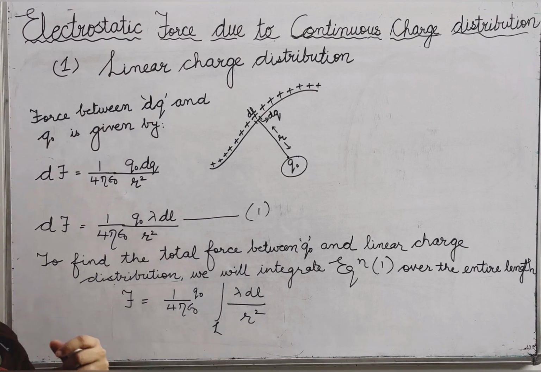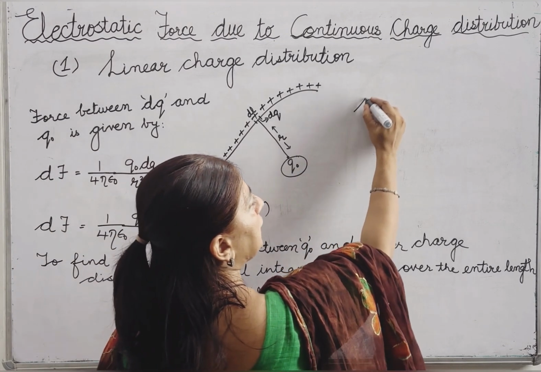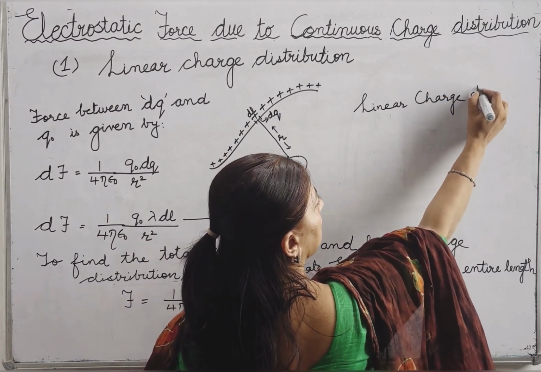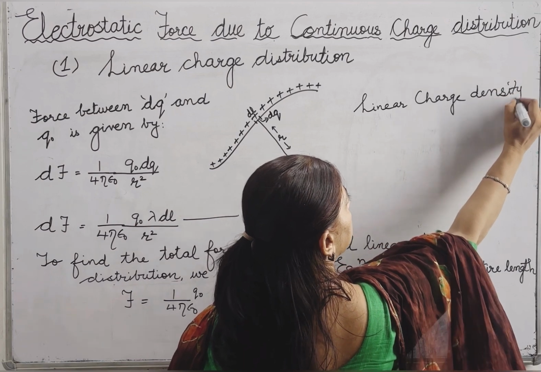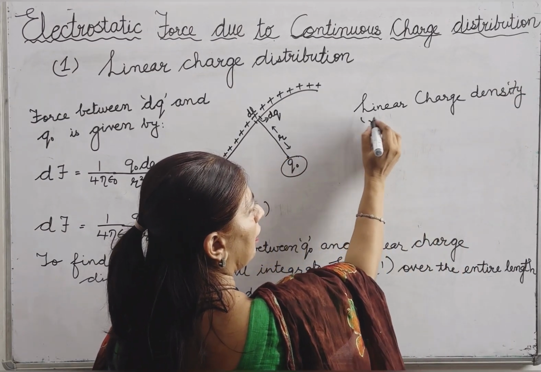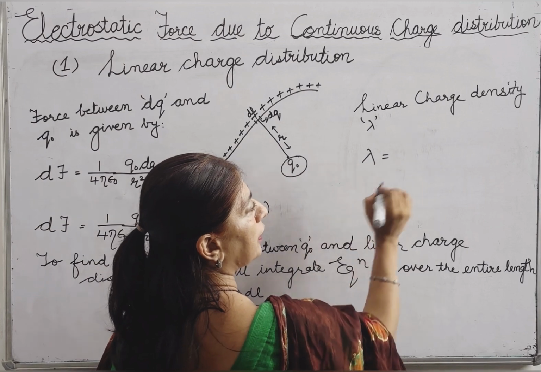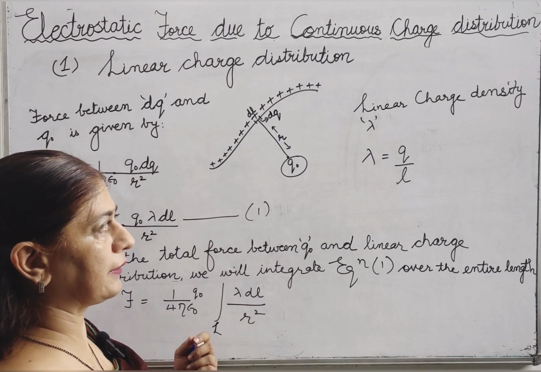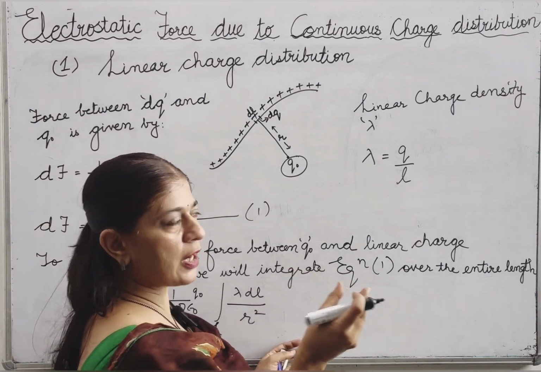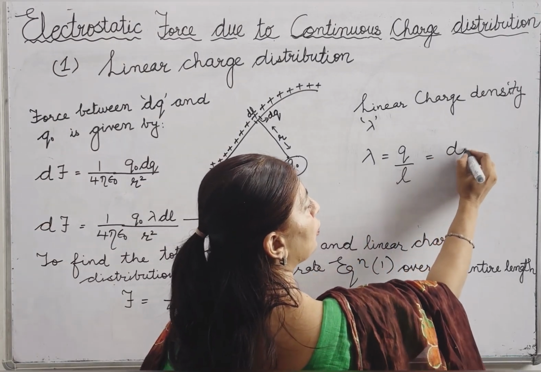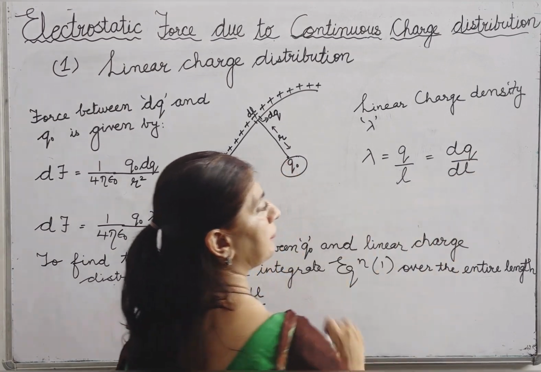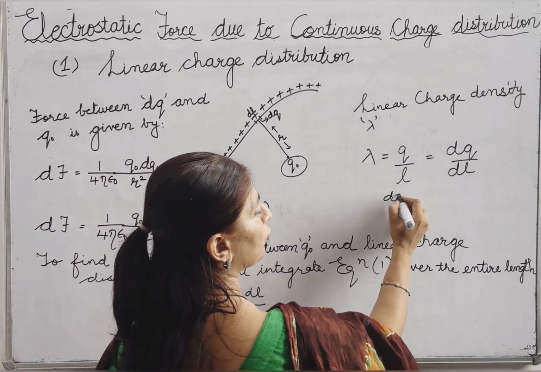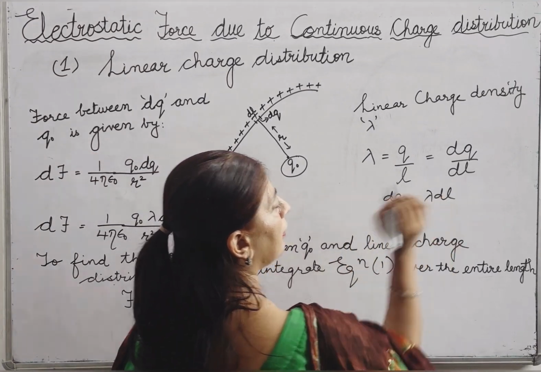One more factor I want to introduce here is linear charge density. It is denoted by lambda. It is given by lambda equal to q by L. This is charge per unit length. If we take a small charge of length dl, that will be equal to dq by dl. So dq is equal to lambda dl.